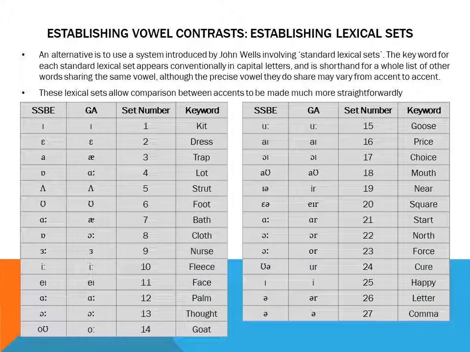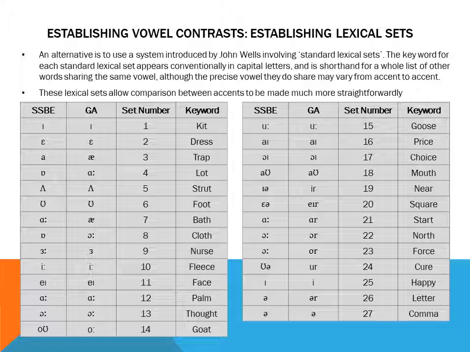The second way of establishing vowel contrast is by establishing the lexical set. An alternative is to use a system introduced by John Wells involving standard lexical sets. The keyword for each standard lexical set appears conventionally in capital letters and is shorthand for a whole list of other words sharing the same vowel, although the precise vowel they do share may vary from accent to accent. These lexical sets allow comparison between accents to be made much more straightforwardly.